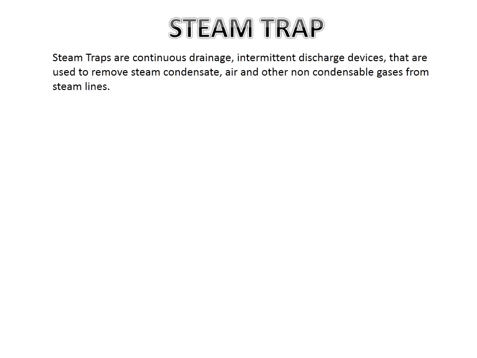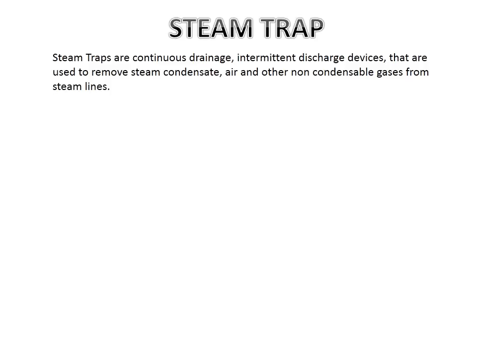Steam traps are continuous drainage, intermittent discharge devices that are used to remove steam condensate, air, and non-condensable gases from steam lines. The point to be noted is that these are continuous drainage devices, but the discharge is intermittent.